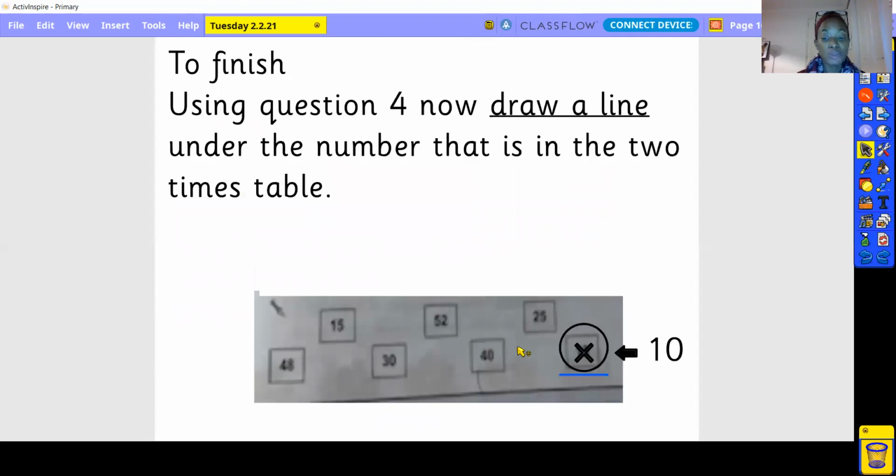Now, hopefully you underlined the 10. Hopefully you could still see your 10 or just remembered it was there and that should have been underlined to show the number that's in the 2 times table. That's not to say 48 wouldn't be or 30, but actually within our two times table, it would have been the 10. Good stuff.